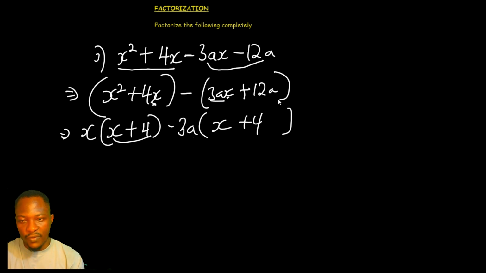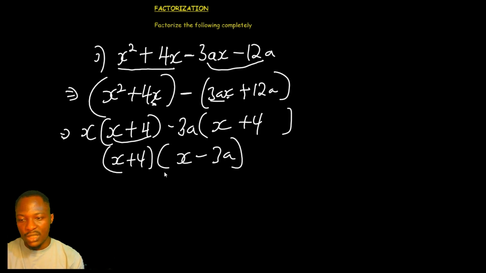Now after that, here we have x plus 4 and then x plus 4, so let's put that one as x plus 4 here, and then also at one side you can have x minus 3a. So this is a factorized form of the original expression.